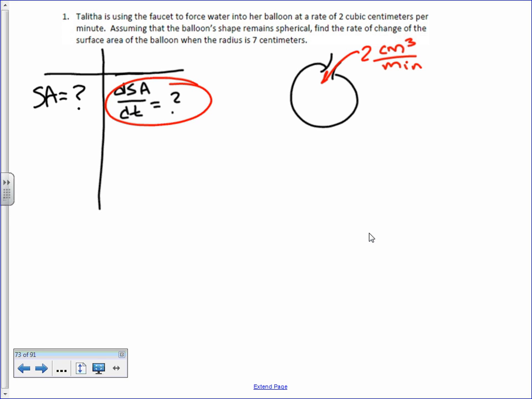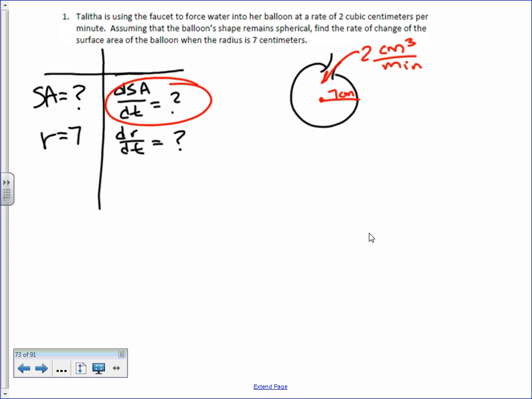Okay, find the rate of change of the surface area of the balloon when the radius is 7 centimeters. So the radius here of the balloon is 7 centimeters. Okay, I'm going to add that to my chart. R equals 7. Now, when I add this, I'm also going to add dr dt equals, and anything else in my problem, that 2 cubic centimeters per minute. Is that telling me how fast the radius is changing? No, not at all. That's telling me something different.